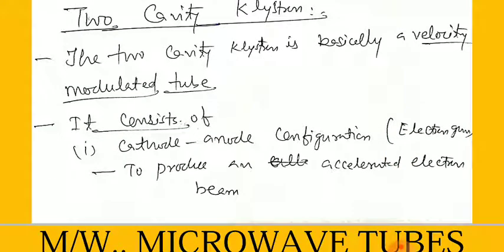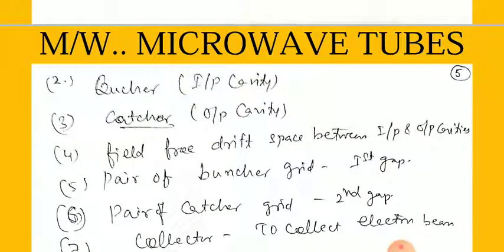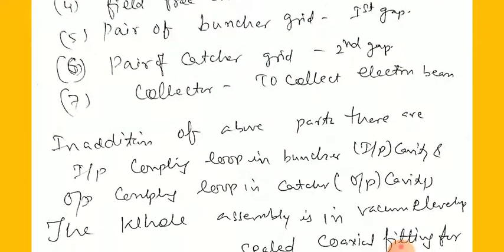It consists of the cathode anode configuration, that is the electron gun, to provide the accelerating electron beam, the buncher or input cavity, the catcher or output cavity, a field free drift space between the input and output cavities, a pair of buncher grids forming the first gap, a pair of catcher grids forming the second gap, and the collector to collect the electron beam. These are the basic parts.